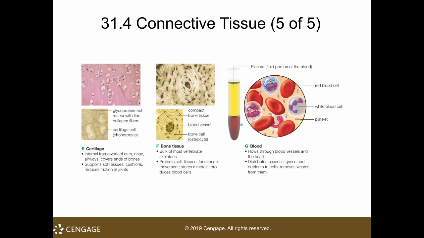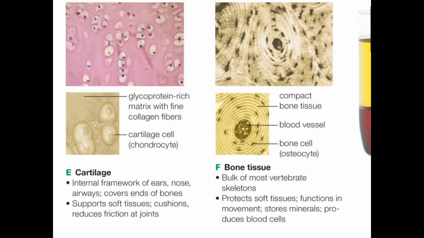This is another type of specialized connective tissue. You have the cartilage here. The cartilage forms the internal framework of your ears, the nose, and the airways, and it covers the ends of the bones. The cells are rather loose, but they are embedded in an extracellular matrix. They support soft tissue and serve as cushions. It reduces friction in the joints. Here, these are the cells, and surrounding them is a glycoprotein-rich matrix with fine collagen fibers.